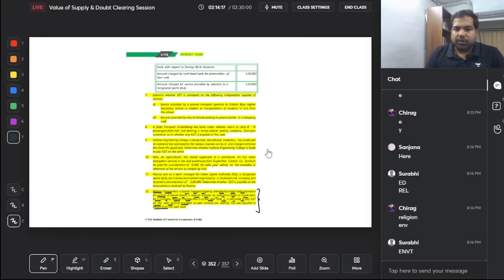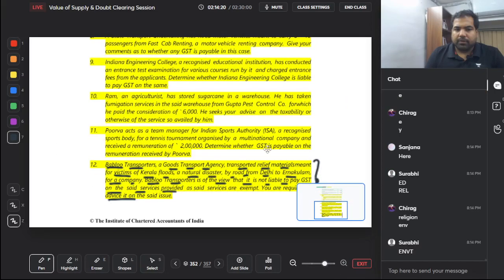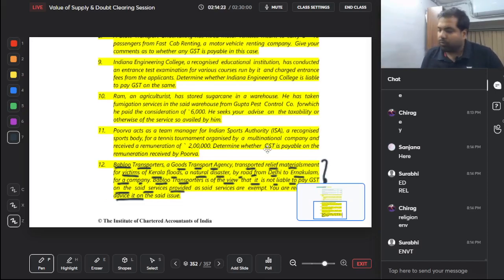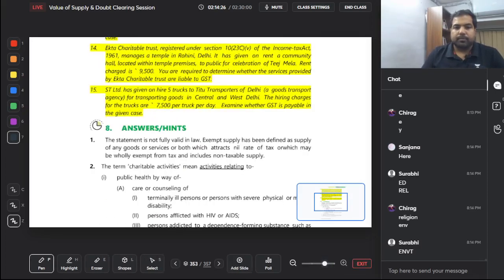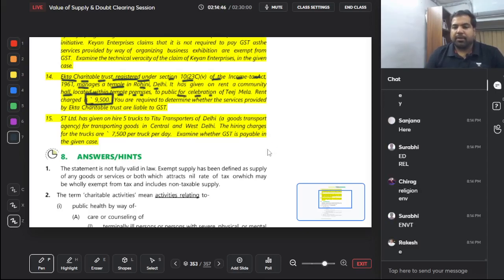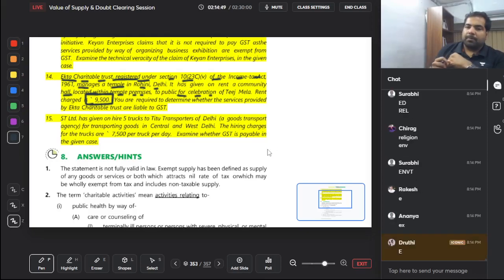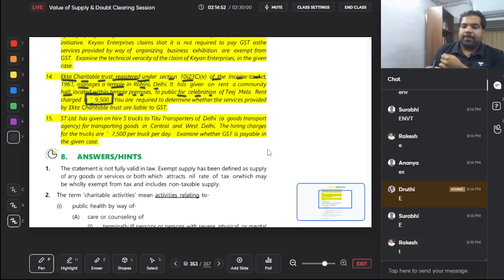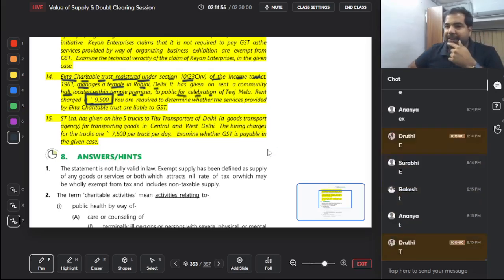And the 14th question, which is here. Ekta Charitable Trust, a registered trust, manages a temple in Rohini, Delhi. It has given on rent a community hall located within the temple premises to the public for celebration of Tej Mela. Rent is 9,500. Guys, is this exempt? Yes. What if this was 10,000? Then taxable, guys. For exemption, it should be less than. So this is what it is.